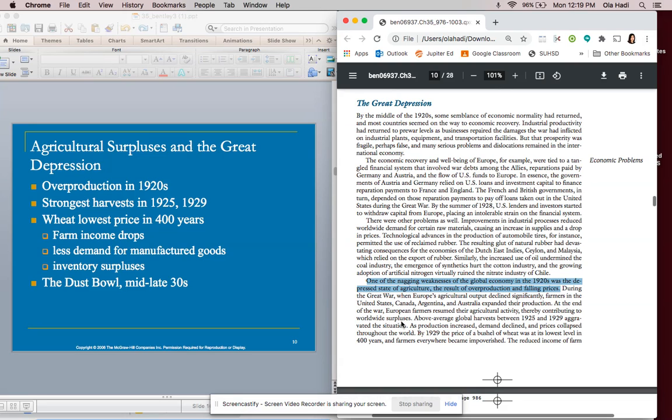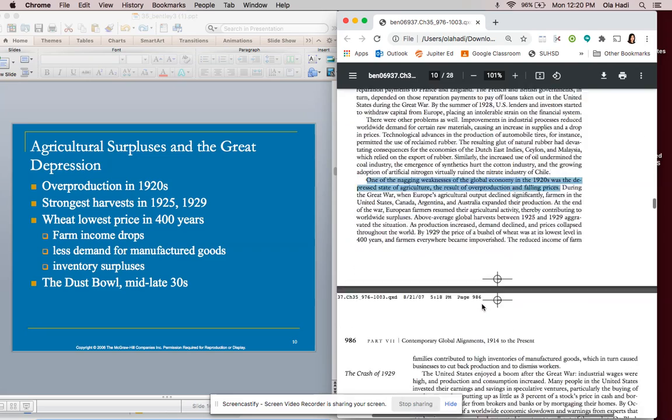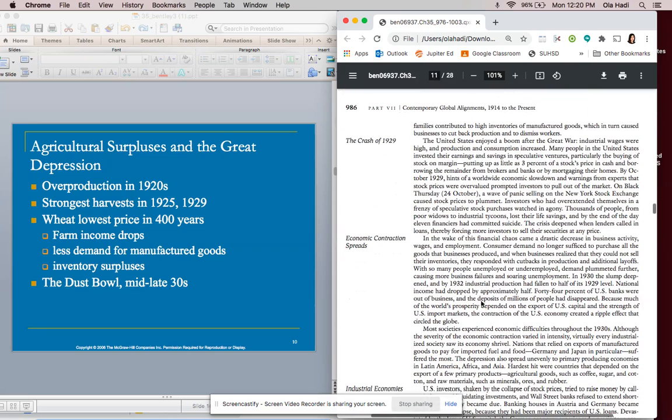So the basics of economics is when you have too much supply, the price is going to fall. So you have way more countries than before farming, and you have all these farmers returning home from the war, and then you have strong harvests in the years 1925 to 1929. This is going to cause the price of all farm-produced goods to fall, and wheat reaches its lowest level in 400 years. And that's going to lead to all kinds of problems because there will be effects on what these farmers can spend.